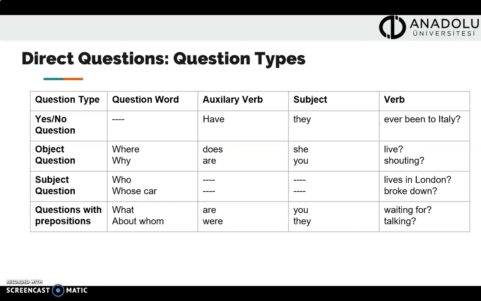You see different types of questions altogether. In yes/no questions, there's no question word. For object questions, we have different question words depending on what we want to learn. And for subject questions, we don't use an auxiliary verb because we don't know the subject.